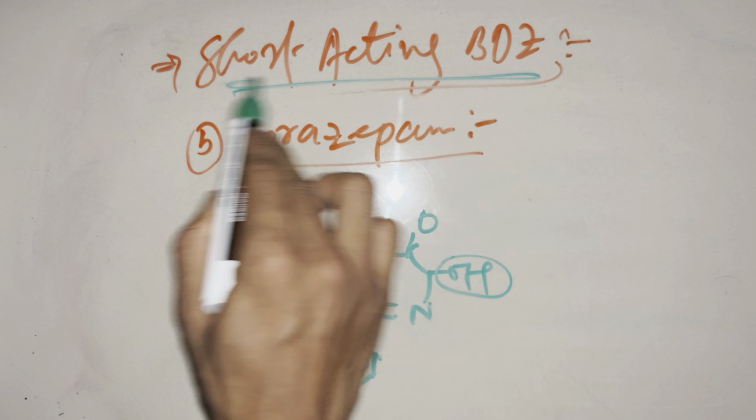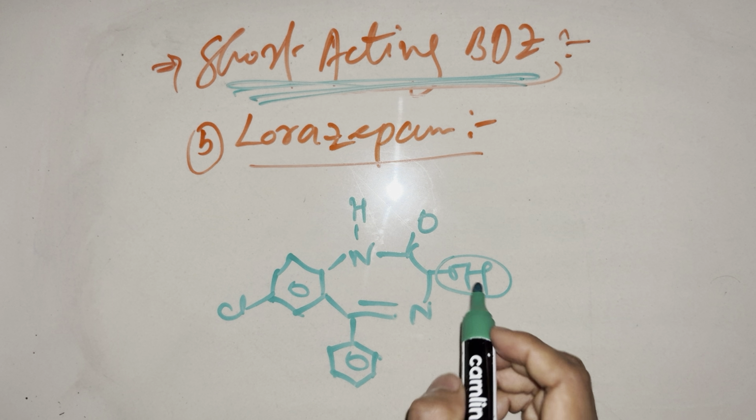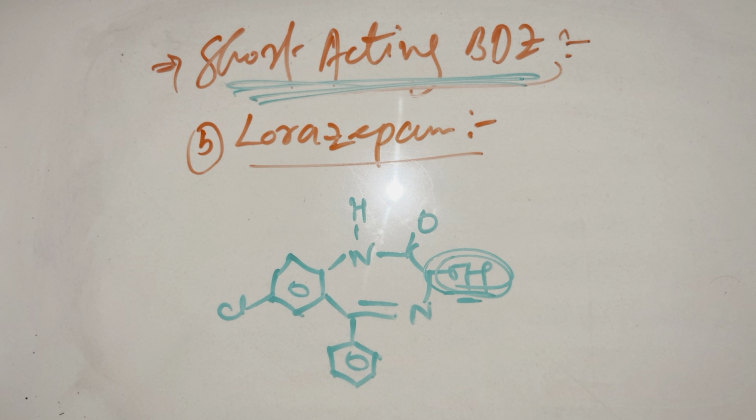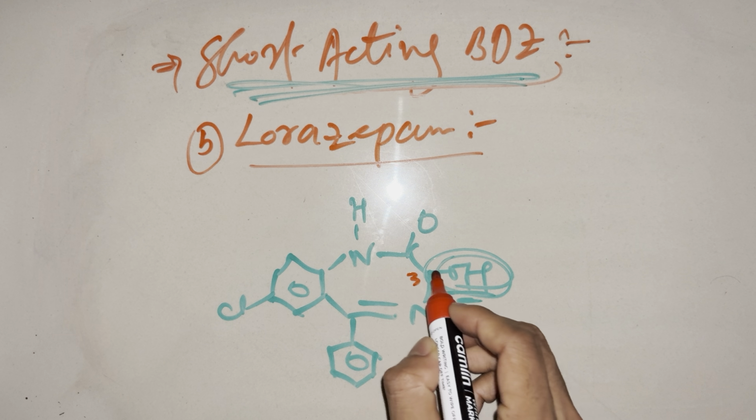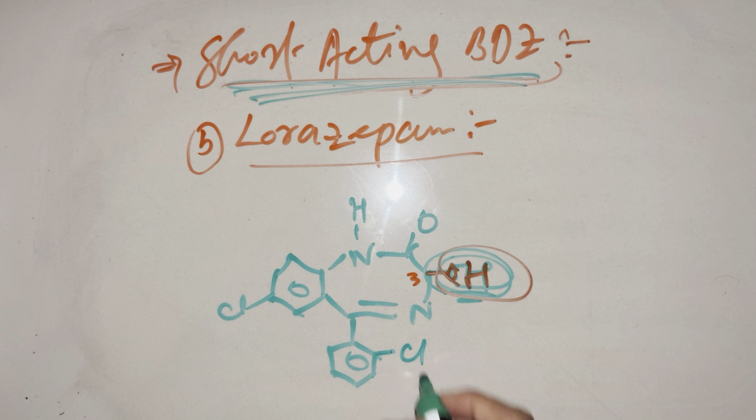You have to remember that both the short-acting benzodiazepines, oxazepam and lorazepam, have an OH group, that is the hydroxy group. So you have to remember that at the third position, the presence of OH is ultimately the characteristic of a short-acting benzodiazepine. This is a very important point. Now let's see the structure. In this benzene ring, 1 chlorine group will be there. So what will be the compound name?